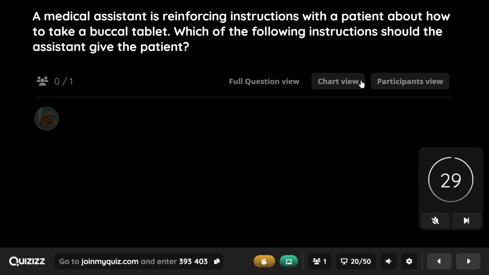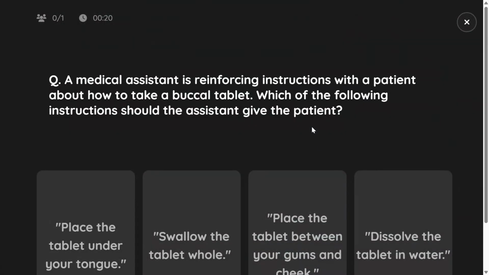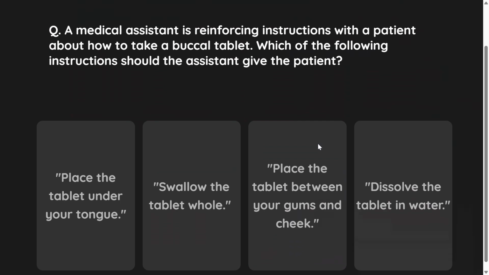A medical assistant is reinforcing instructions with a patient about how to take buccal tablets. Which of the following instructions should the assistant give to the patient? Do you place the tablet under your tongue? Do you swallow the tablet whole? Do you place the tablet between your cheek and gums? Or do you dissolve the tablet in water? Which one do you guys think is more logical for the buccal route of medication administration?